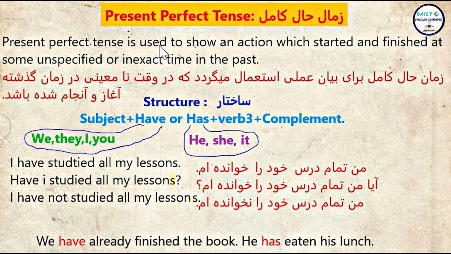Present perfect tense is used to show an action which started and finished at some unspecified or inexact time in the past. زمان حال کامل برای بیان عمل استعمال می‌گردد که در وقت نامعین در زمان گذشته آغاز و انجام شده باشد. Structure، ساختار یا روش. Subject plus have or has plus verb 3 plus complement.